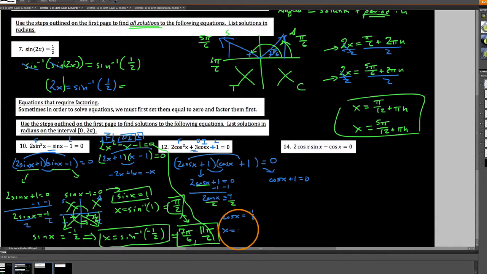And then it follows that x is cosine inverse of negative a half. So I'm going to box that, and we'll come back to it in a moment. We could also see that if I subtract 1 from both sides on this equation here, we would get the cosine of x equals negative 1. And then it follows also that x is cosine inverse of negative 1. I'll put a box around that.